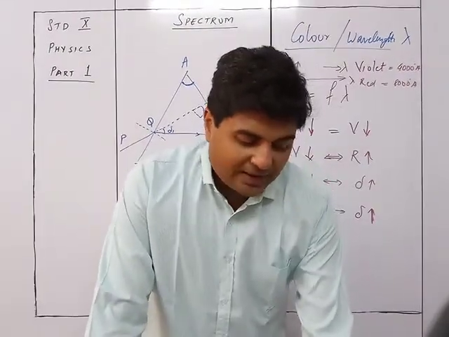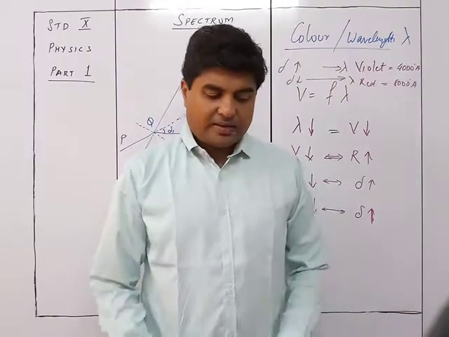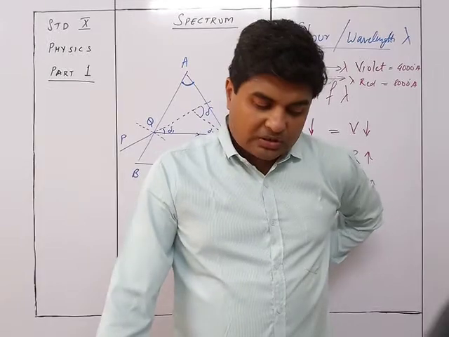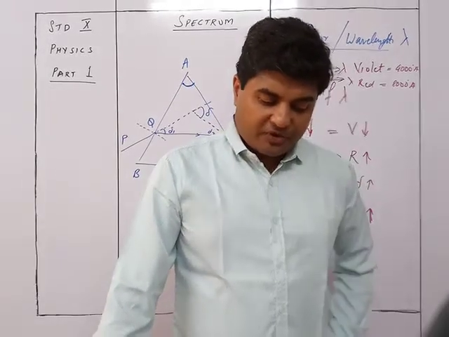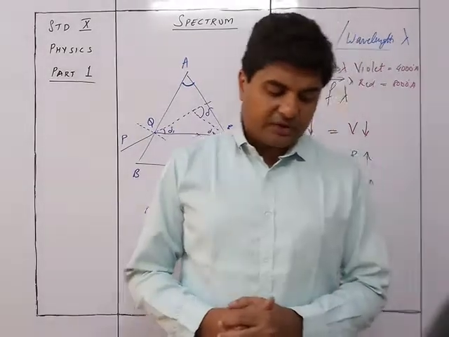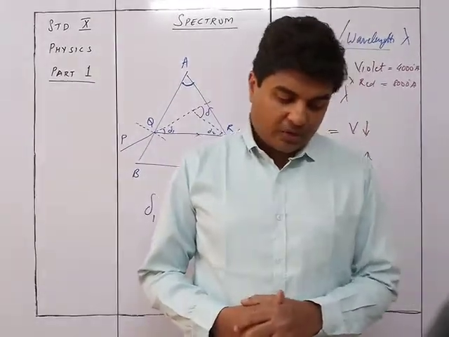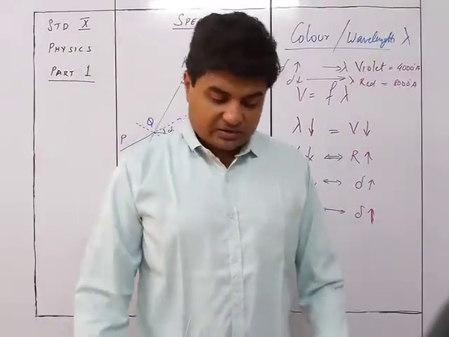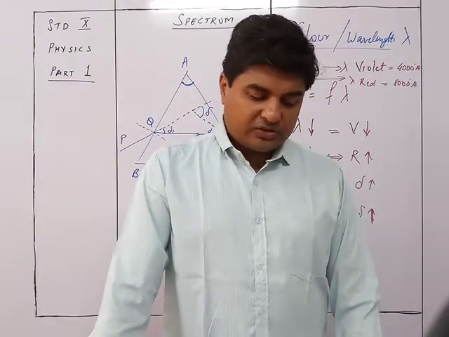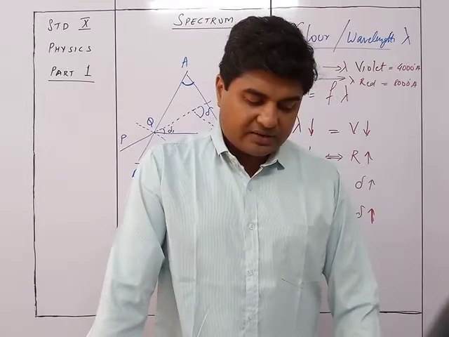Now, colors in the white light and the frequencies, wavelength and frequency. The white light emitted from the source consists of light of different wavelengths. The light of the different wavelengths produce the sensation of different colors on the retina of our eye, so we perceive them as different colors. The prominent colors in white light are violet, indigo, blue, green, yellow, orange, red. Different colors differ in their wavelength.